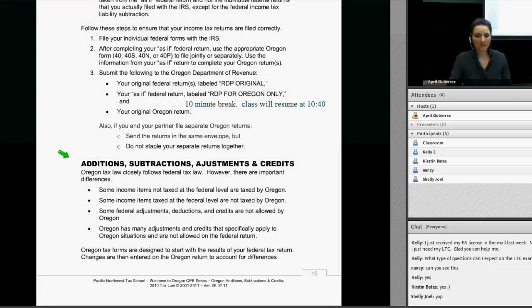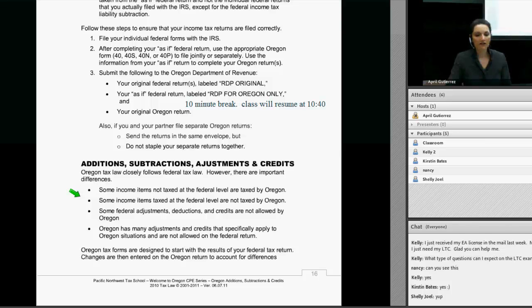Okay, so here we are back in our manual on page 16, additions, subtractions, adjustments, and credits. Oregon tax law closely follows federal tax law. However, there are important differences. Some income items not taxed at the federal level are taxed by Oregon, and some income items taxed at the federal level are not taxed by Oregon.